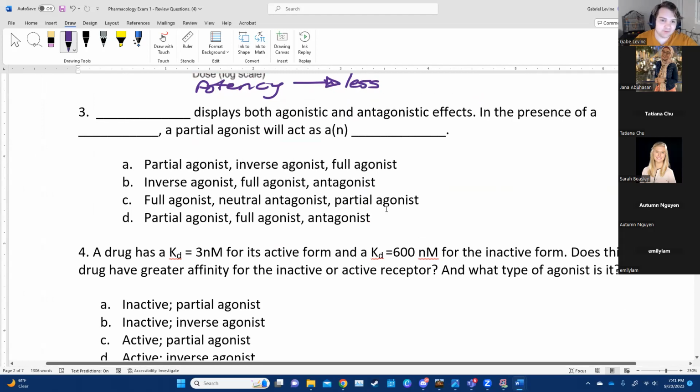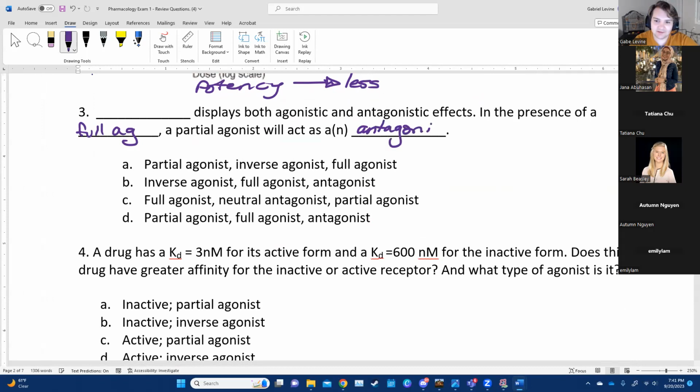Three, blank displays both agonistic and antagonistic effects. In the presence of a blank, a partial agonist will act as a blank. Well, we know this second half of the question, based on what we talked about earlier, that in the presence of a full agonist, a partial agonist will act as an antagonist. That is one of the big properties of a partial agonist. So we can cross off, what would that be? C and A.